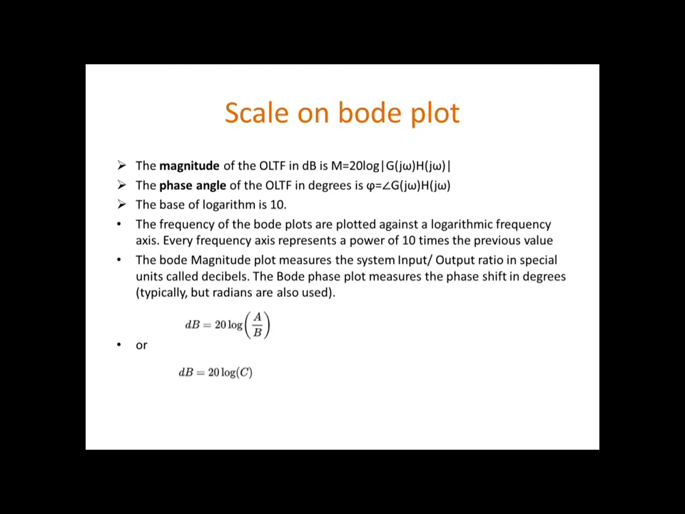The Bode plot measures the phase shift in degrees, but radians can also be used, but in this video lecture we have plotted against degrees. Now, to convert to decibel, we have to multiply by 20 log. So, suppose a form A by B is there, then to convert it into decibel, we will multiply it by 20 log A by B, or it can be written as 20 log C.